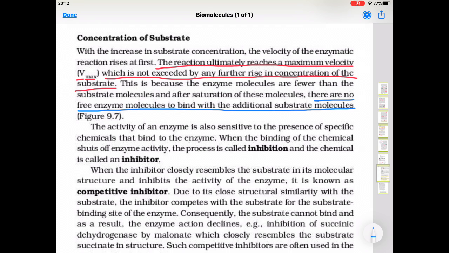The activity of an enzyme is also sensitive to the presence of specific chemicals that bind to the enzyme. When the binding of a chemical shuts off enzyme activity, the process is called inhibition and the chemical is called inhibitor.